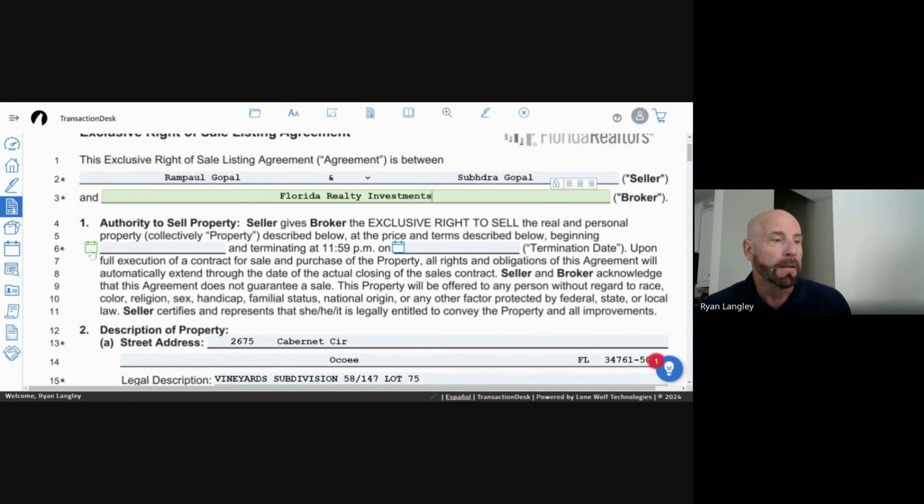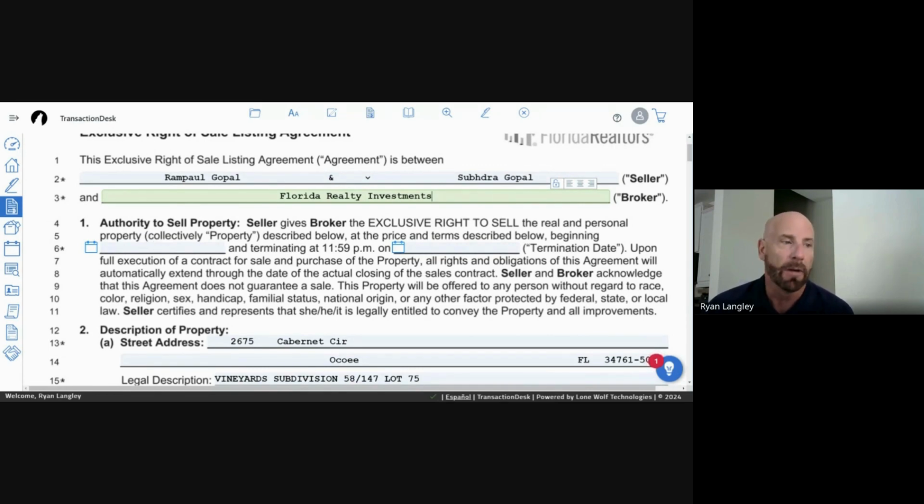Okay, now this line, this is important. I get this question a lot from you guys. This line 6, I don't know if you can see my cursor. Yeah, you can a little bit. This line is important. I answer this question once a week for you guys. It does not matter when they signed the listing agreement. What matters is the date here. This is the date of this agreement.